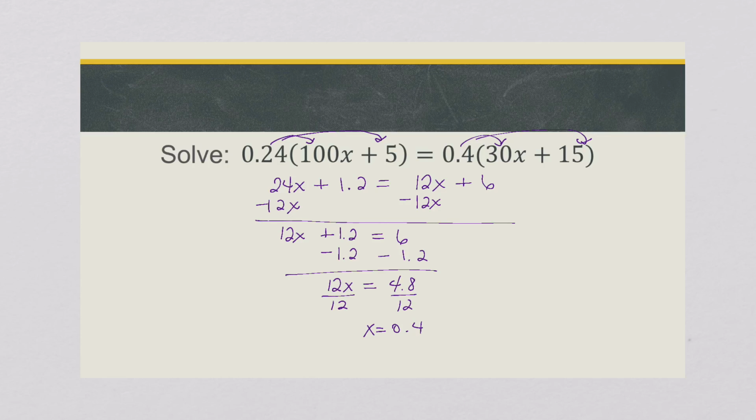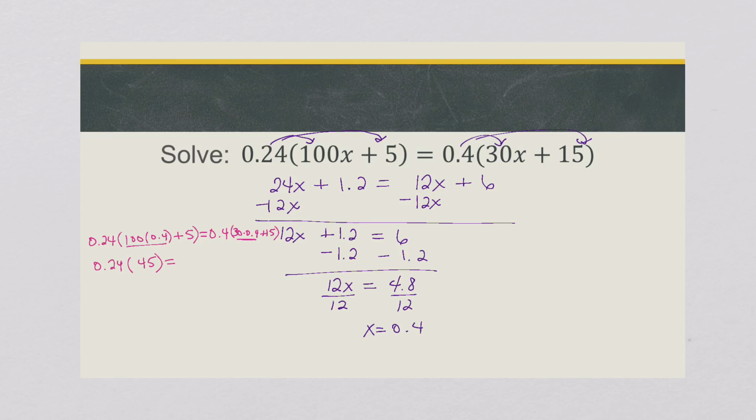So now let's test it. So 0.24 times 100 times 0.4 plus 5. Is that equal to 0.4 times 30 times 0.4 plus 15? Okay, so on my calculator, 100 times 0.4. So 100 times 0.4 is 40. Then I'm going to add 5 to that. So I get 45. So I've got 0.24 times 45. That's what I get on the left.